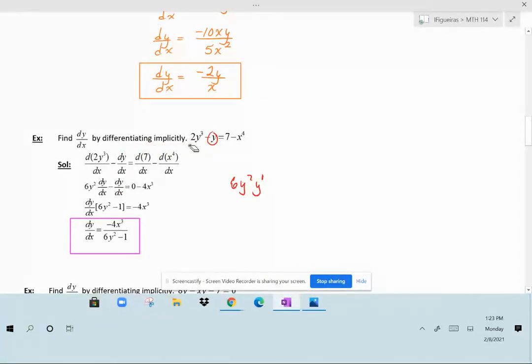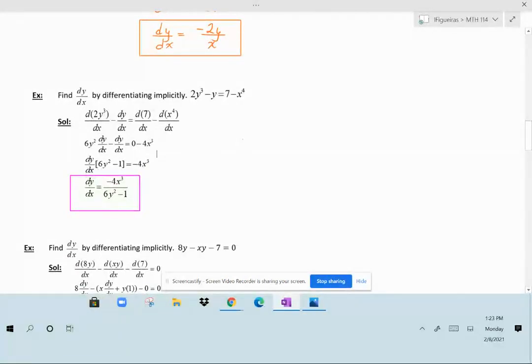And on the right side, the derivative of 7, that's 0, and the derivative of x to the fourth is 4x cubed. So I have to isolate dy/dx. So from this line to this line, we factor out dy/dx, leaving me with 6y squared minus 1 inside the bracket, and then divide both sides by 6y squared minus 1. So dy/dx is negative 4x cubed over 6y squared minus 1.